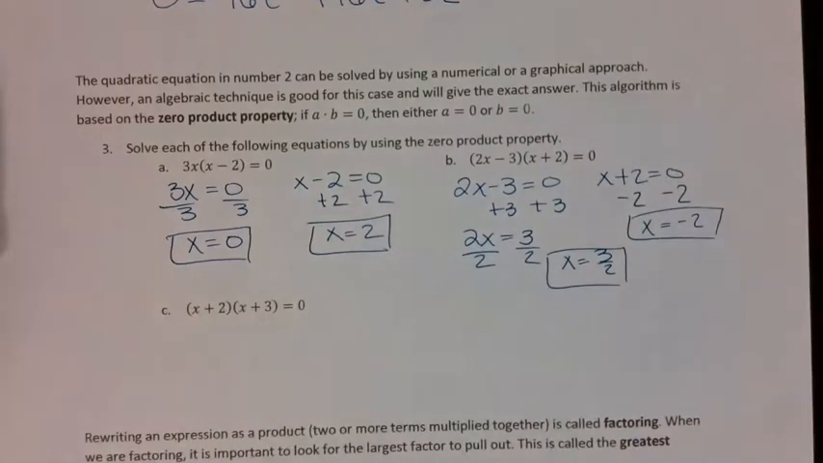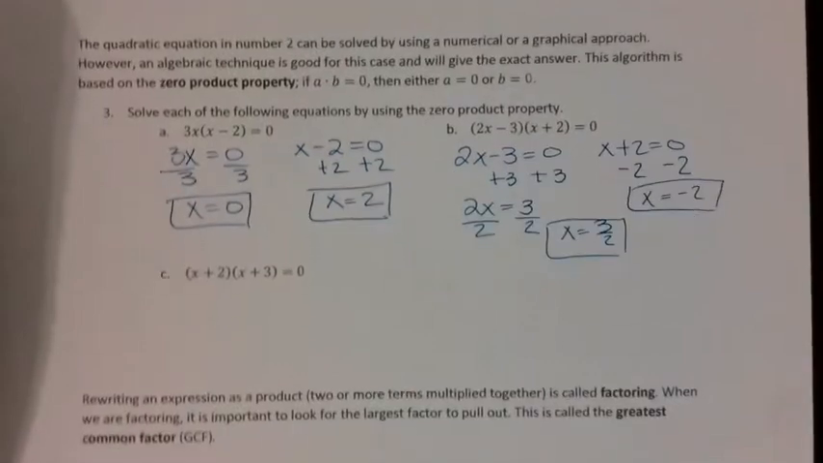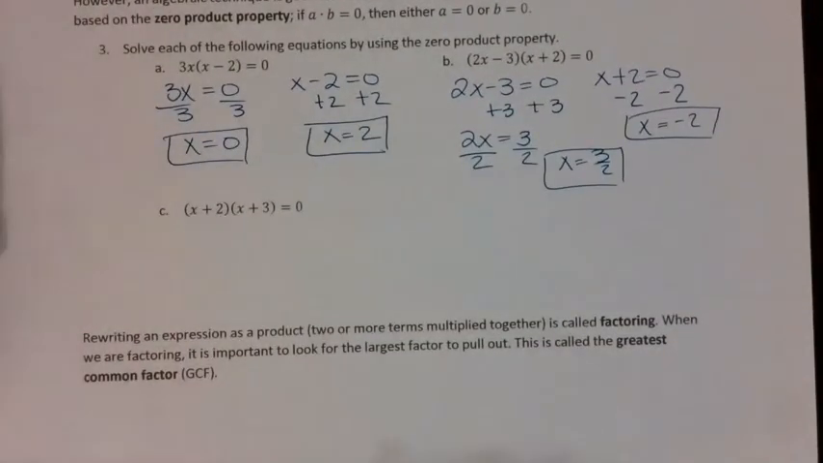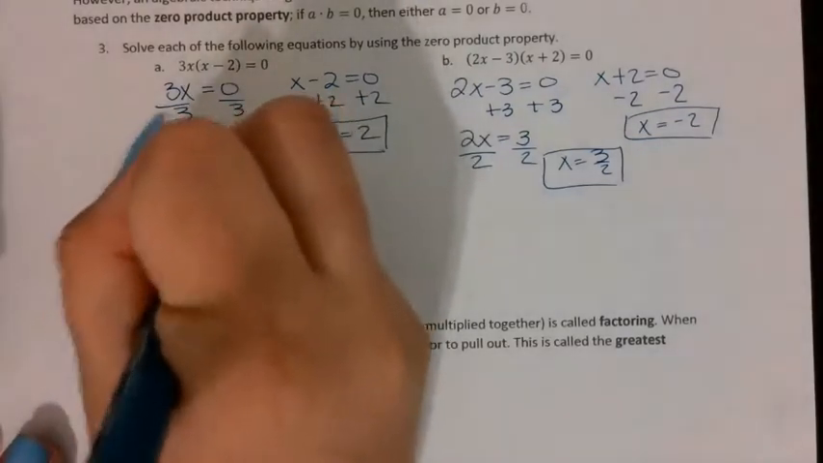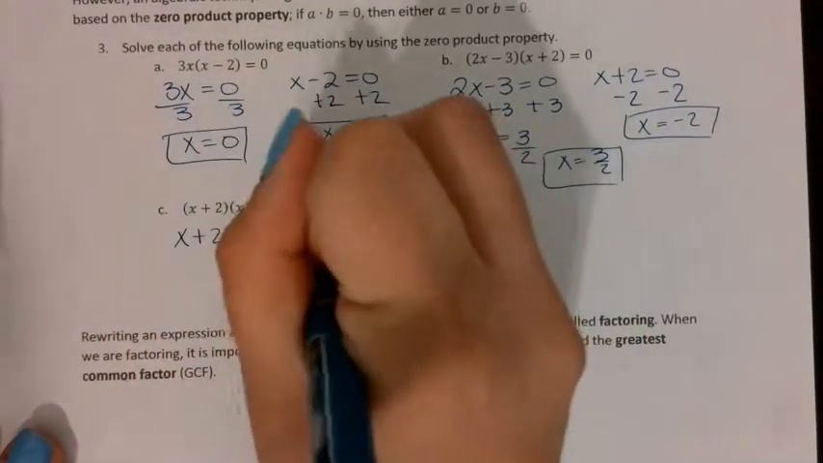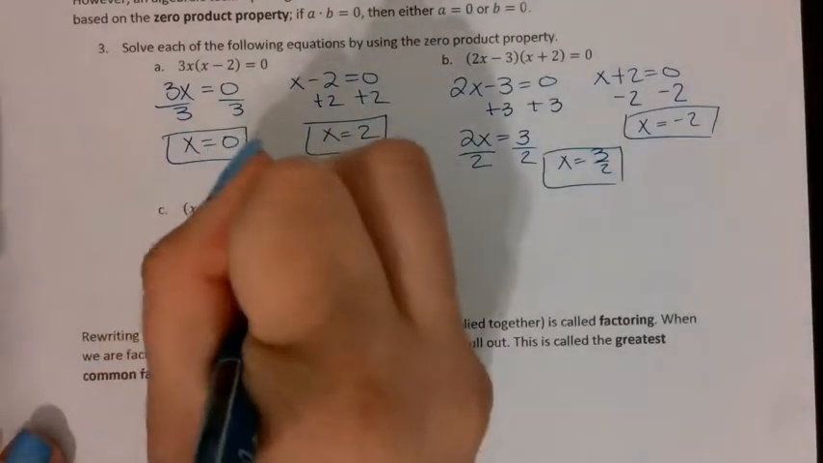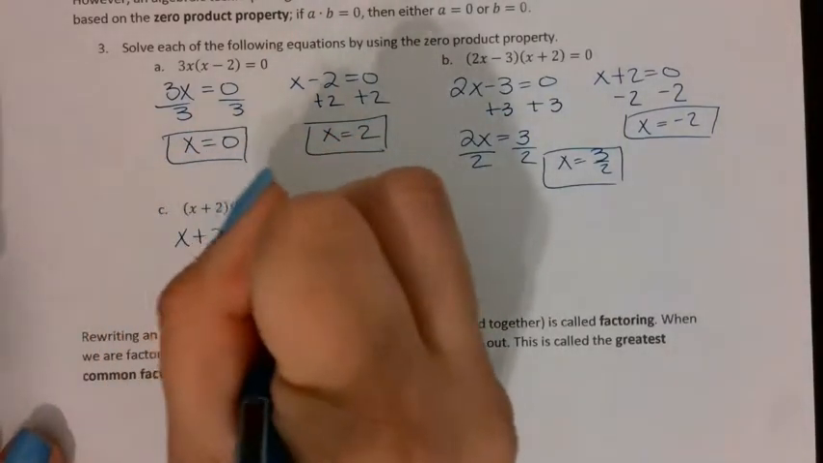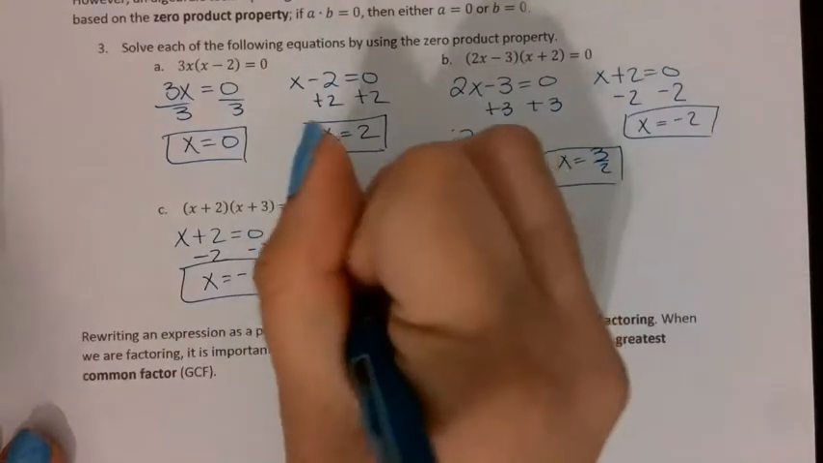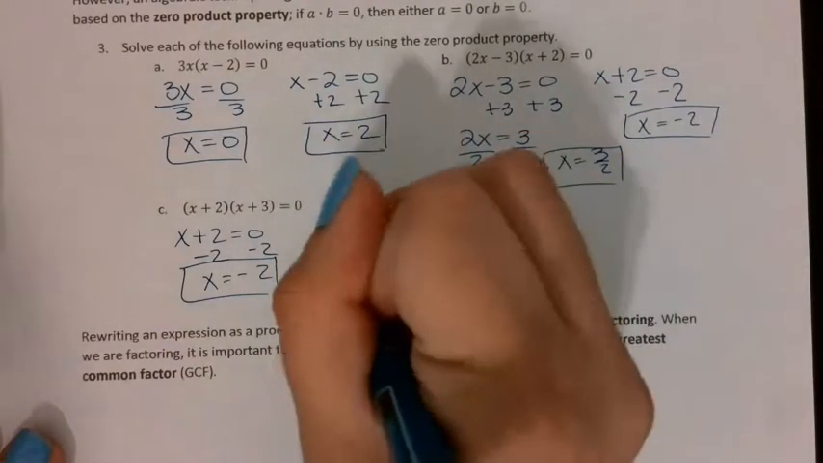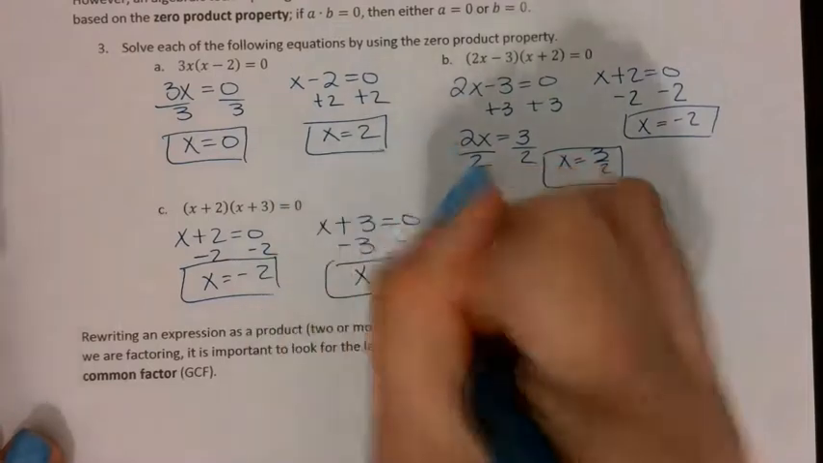So both of these are answers to my quadratic equations. It's showing me where they are crossing the x-axis. Okay, same thing here. I'm going to take the x plus 2 and set it equal to 0, and the x plus 3 and set it equal to 0. I subtract 2 on the first one, and I get x equals negative 2. On the second one, I subtract 3, and I get x equals negative 3.